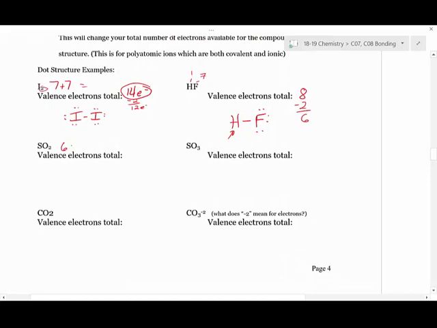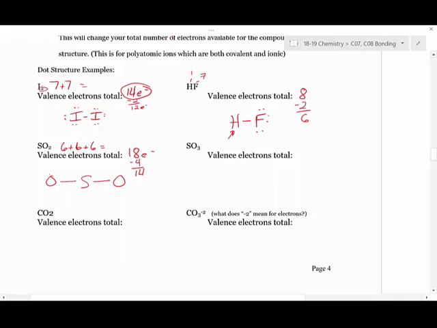SO2: sulfur has 6 valence electrons. Each oxygen also has 6, so that's 6 plus 6 plus 6, equal to 18 total valence electrons. I'm going to slow down just a little bit because this is going to involve a little bit of work to get this one correct. I have sulfur as the central atom. Each oxygen I put on either side and I draw a bond to it. That bond on each side represents 2 electrons. So I have already used up 4 of my 18 electrons. I now have 14 left to go.